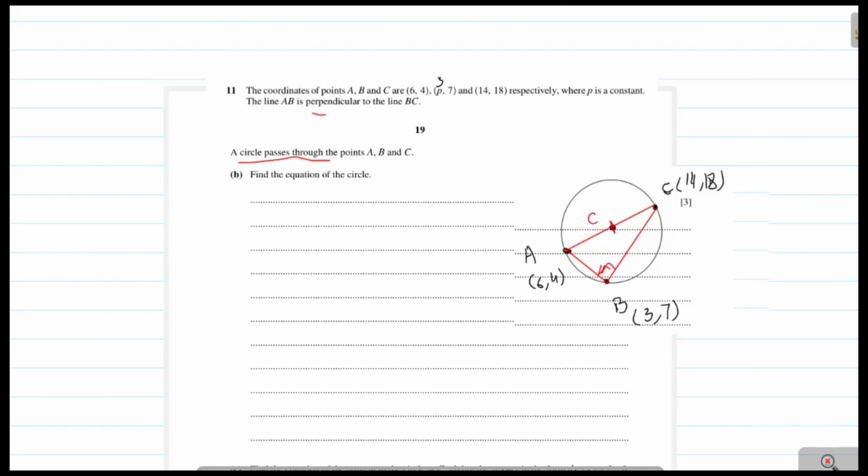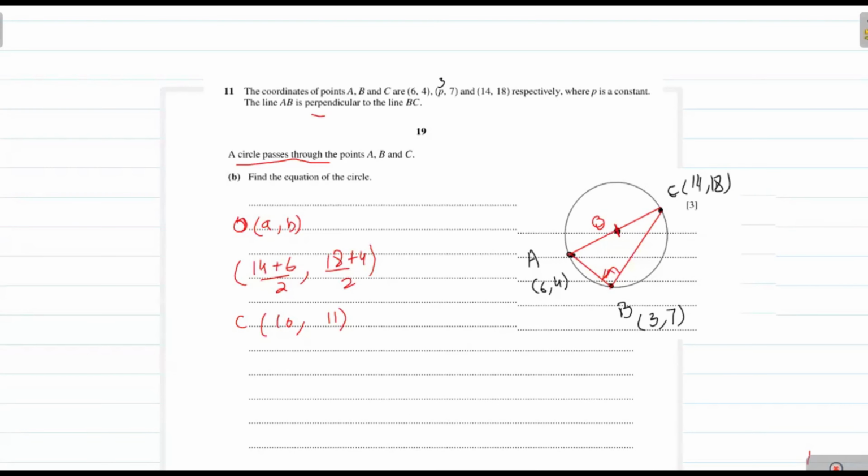Therefore, we can find the center of this circle by using the formula of midpoint. You see here, O is the center of the circle. We name it as AC. That will be equal to (14 plus 6) over 2, (18 plus 4) over 2. For this, 20 over 2 is 10, and 18 plus 4 is 22 over 2, and this will be equal to 11. Therefore, the center of the circle will be (10, 11). Now this is the center of the circle, (10, 11).